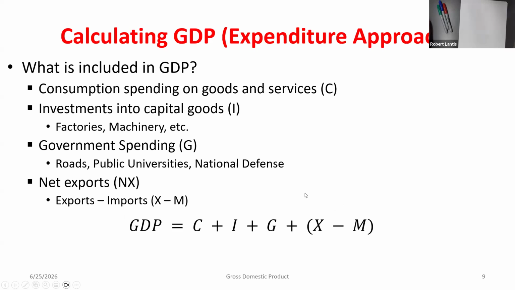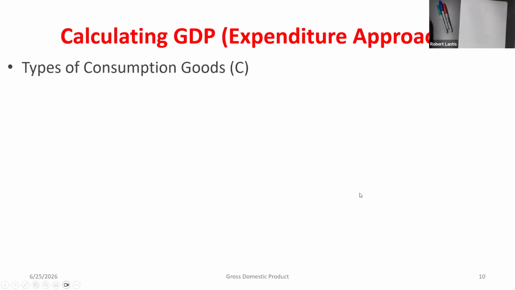So we have this expenditure approach. We can break these goods down into different categories. I'll go through this relatively a little bit quicker so we can get to some numerical examples of calculating GDP. So we're talking about consumption goods, or consumers' expenditures. We really have two different categories.